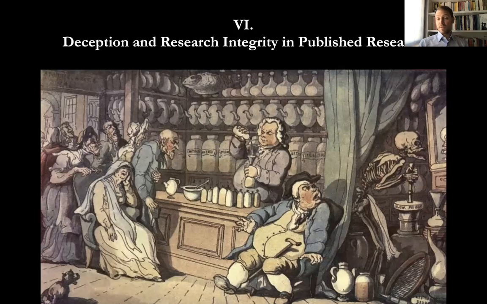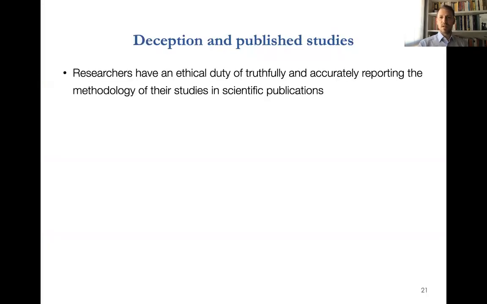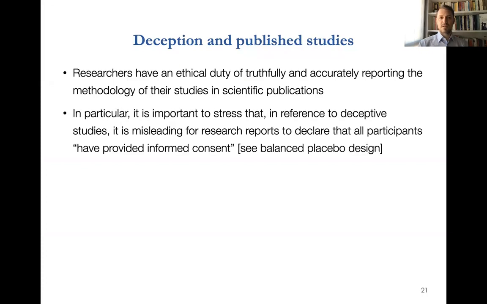Now we pass to the third mitigation strategy, so to say, about the use of deception, that is to say, what we ought to do whenever we publish the results of a deceptive study. Researchers have an ethical duty of truthfully and accurately reporting the methodology of their studies in scientific publications for all kinds of reasons, including the possibility of replication, for example.